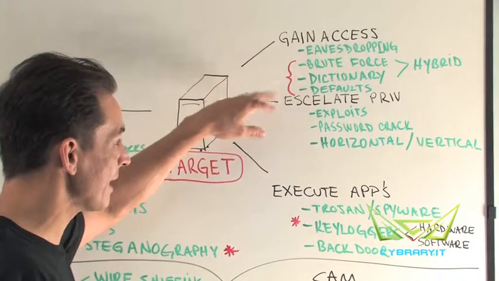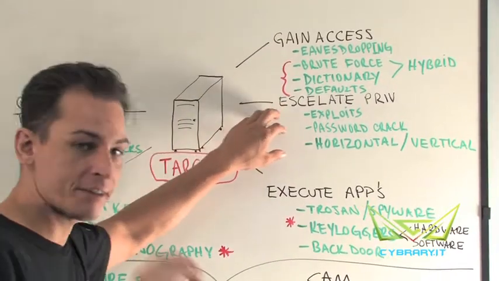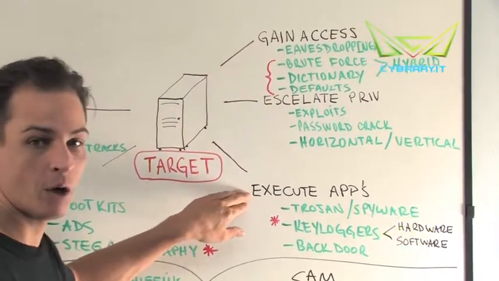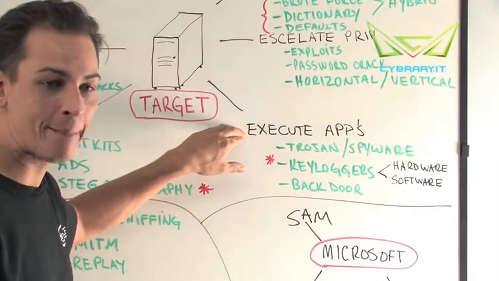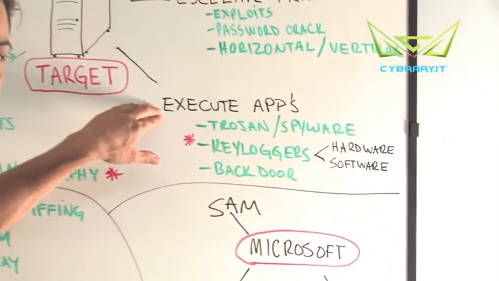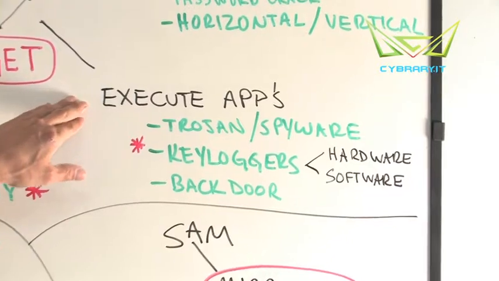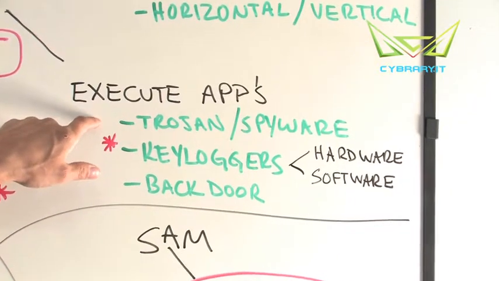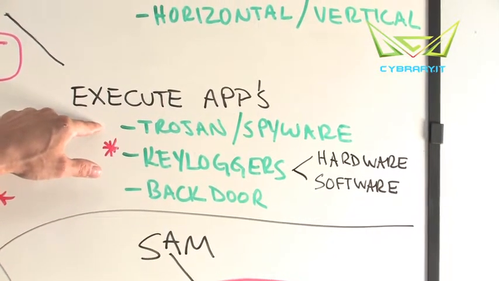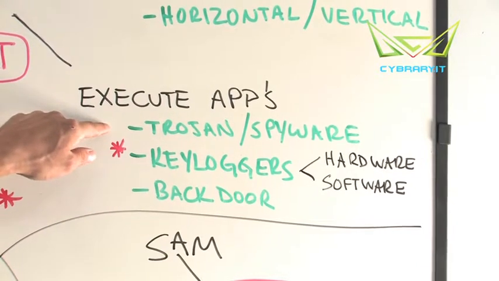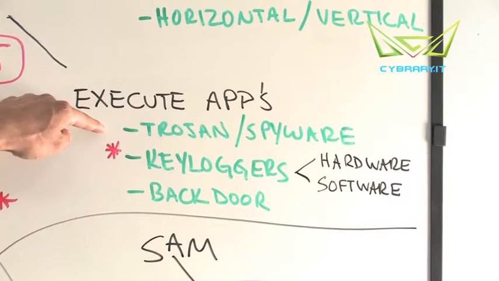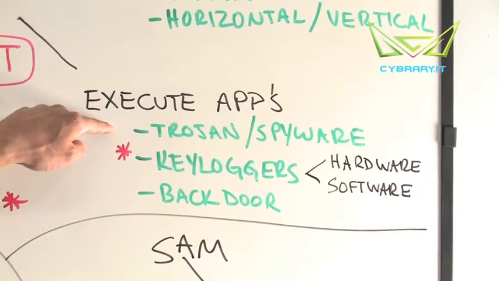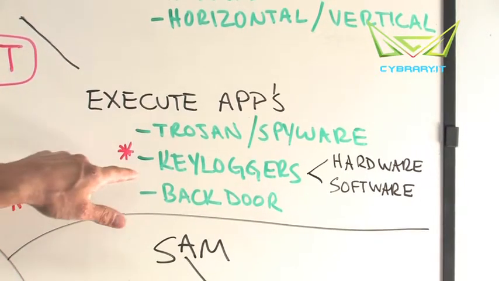Okay? Once we gain access and can get some privileges, even if they're low level, this is where we ultimately want to start having our applications or malicious software executed on that system. So executing applications. This is where the whole world of Trojans and spyware and viruses and worms come into play. It's its own separate module, so we'll see that a little bit later on, but I will give you the basics of how the tools work.